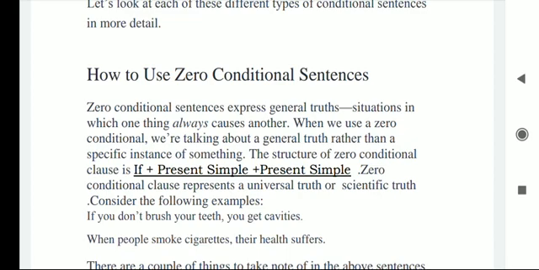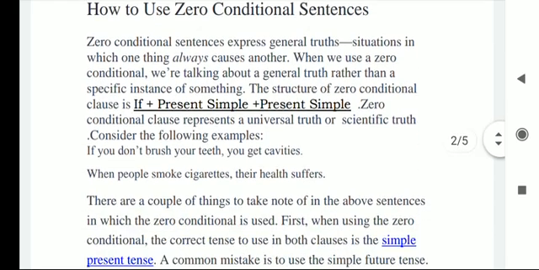The structure of the zero conditional clause is if plus present simple plus present simple, right? Zero conditional clause represents a universal truth or scientific truth. Let's consider the following examples. If you don't brush your teeth, you get cavities.